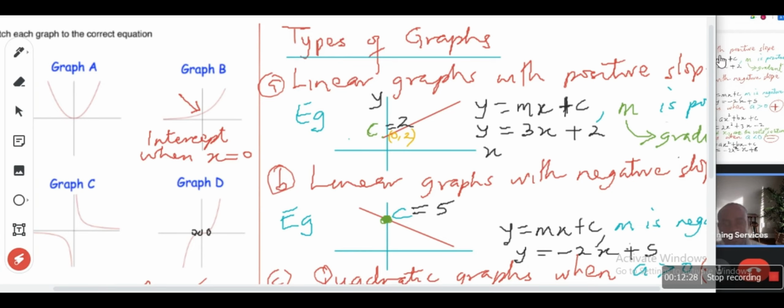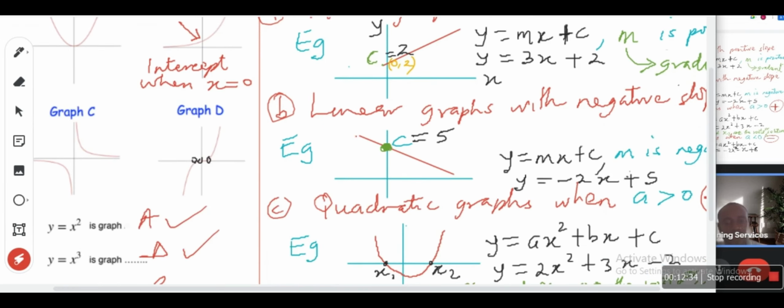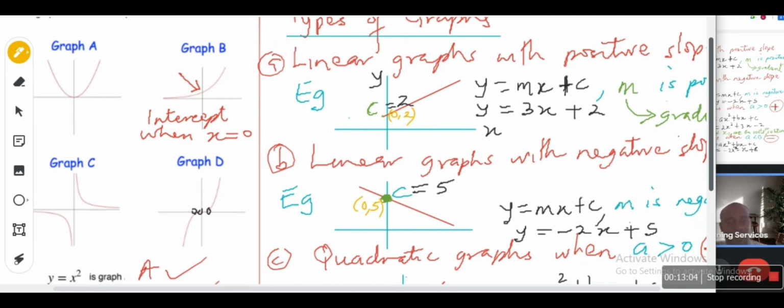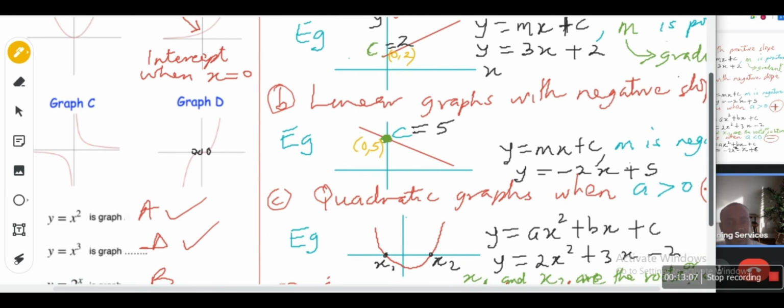Now, linear graphs could form a positive slope, in other words, it slopes upwards, or a negative slope where it slopes downward. An example is y equal to minus 2x plus 5. What's the intercept here? 5. That's why this crosses here, where it is 0, 5. So the coordinate of this point is 0, 5. All right, that's for linear graphs. You can have a linear graph with a positive slope, and a linear graph with a negative slope.